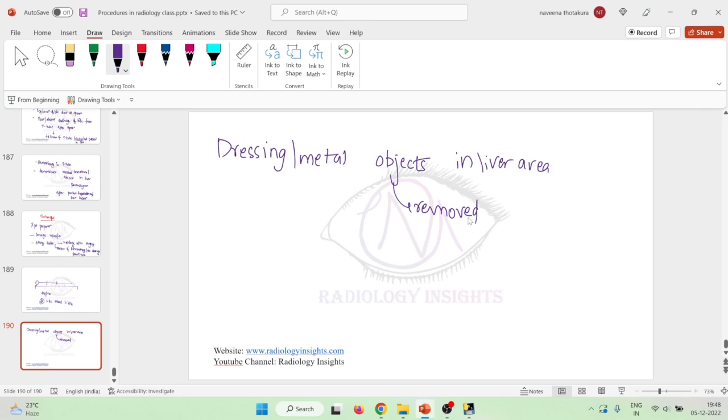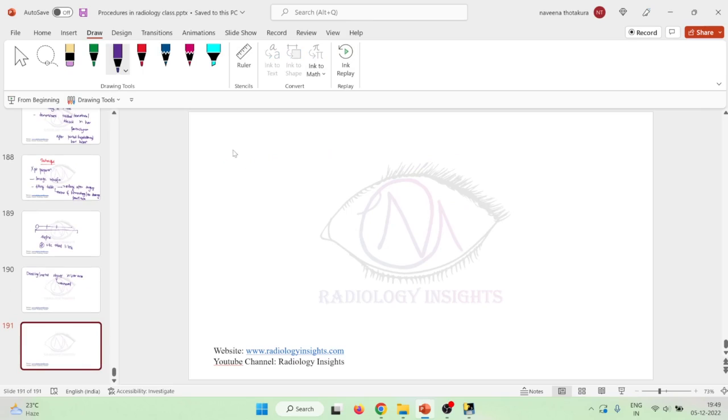Then, first and foremost, you will have to take a scout image, which is also a preliminary film. That is the first film which is taken. A scout image is obtained.